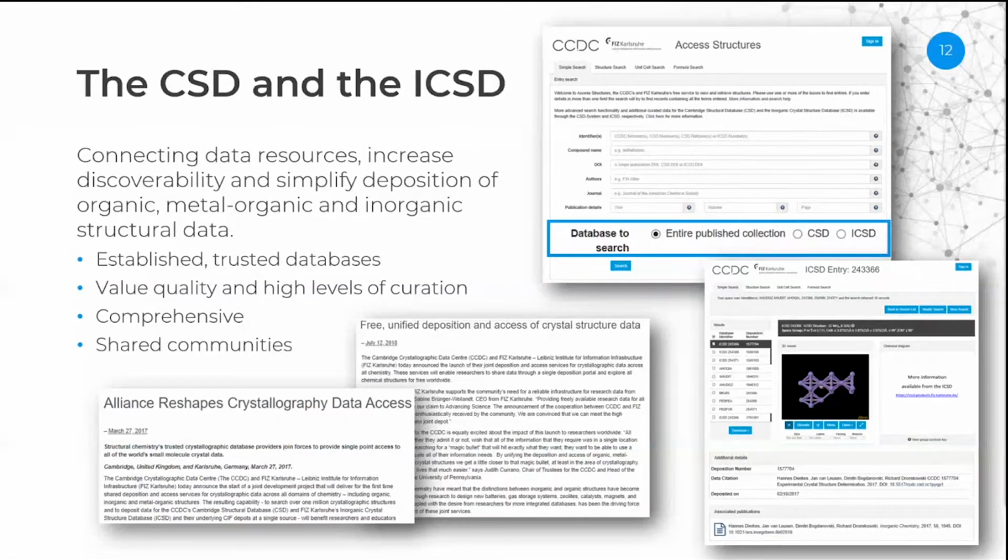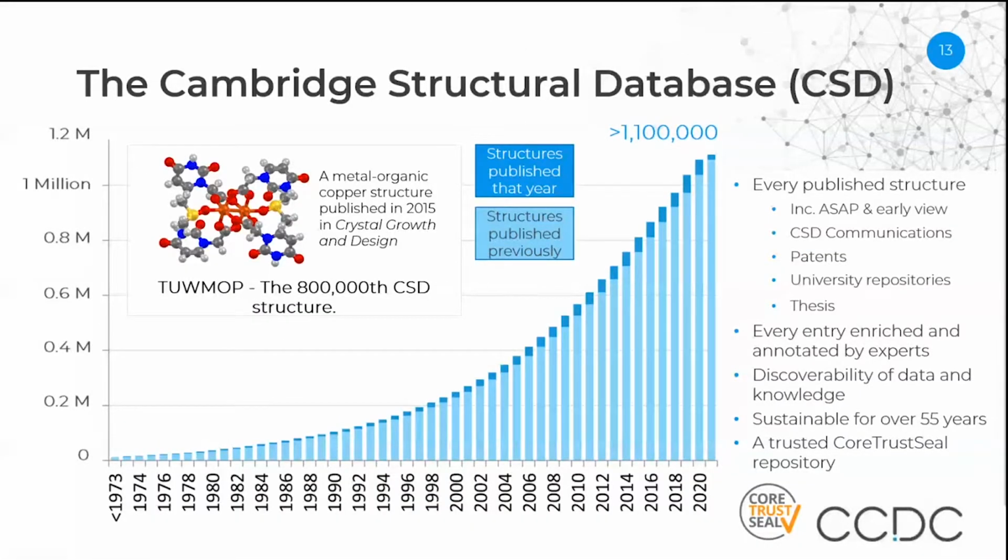So we've now explored crystallographic databases, but let's zoom back into the CSD. The CSD was established in 1965. It contains over 1.1 million structures and includes structures associated with scientific articles, patents, repositories, thesis publications, or published directly through the database as what we call a CSD communication. It's a certified CoreTrustSeal repository and is truly a community effort, with structures determined by crystallographers worldwide and every single CSD entry enriched and annotated by experts at CCDC.